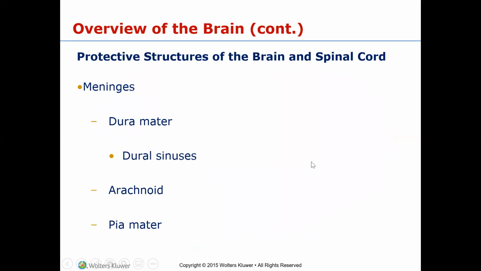So when we look at the brain and the spinal cord, it is covered with a protective sheet of tissue, and it's divided into, or has, three layers. The outermost, toughest layer, which actually connects with the skull, is called the dura mater, and it has these sinuses. The arachnoid has some little projections that are connecting down to the pia mater, which is the innermost portion, which is attached to the brain.